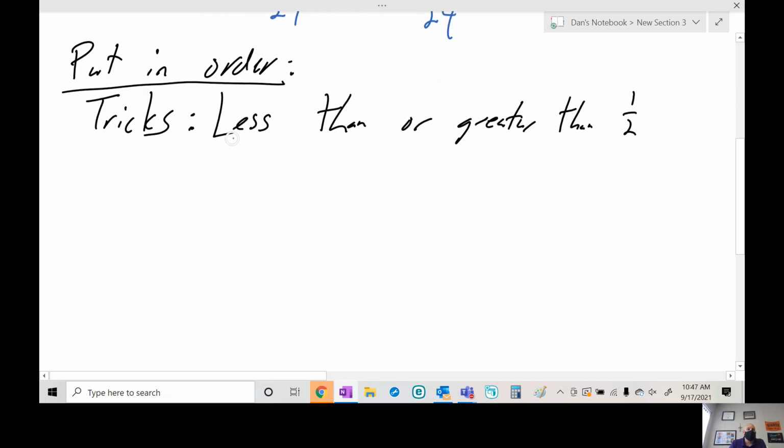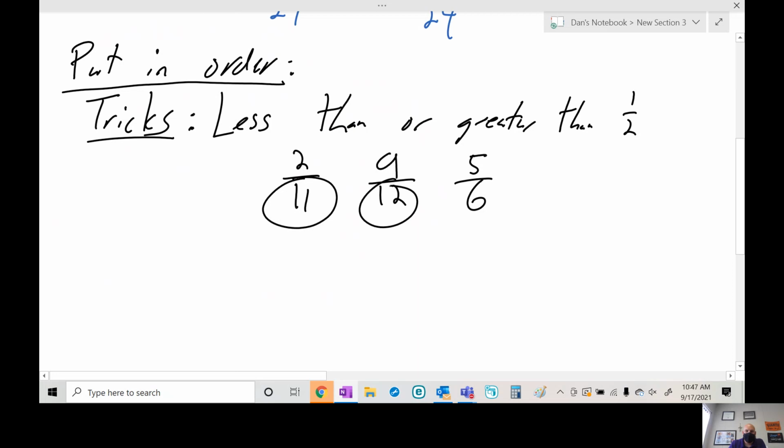That's one trick. And so let's talk about what I mean by that. Let's say we had 3 problems. We had 2/11ths, 9/12ths, and we'll go with 5/6ths. Without finding common denominators, because to find a common denominator between 11, 12, and 6 would be very difficult.